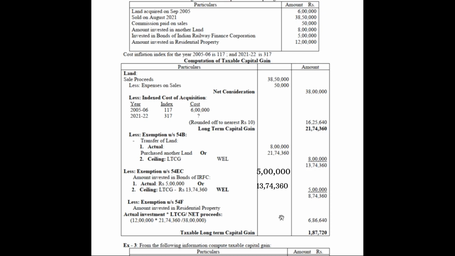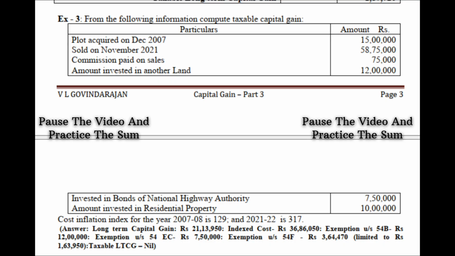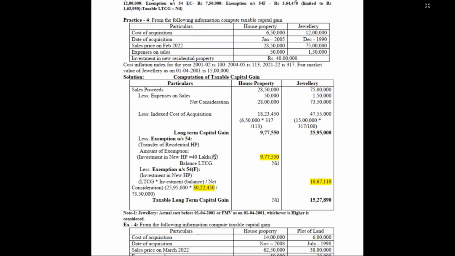In the same pattern, the listeners can practice exercise 3 and check the answers. Now let me go for practice 4.